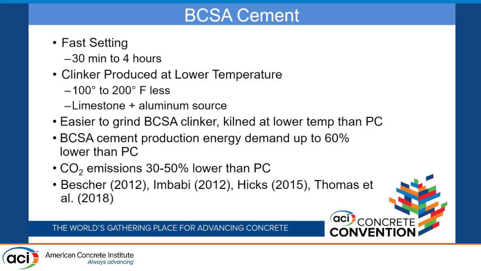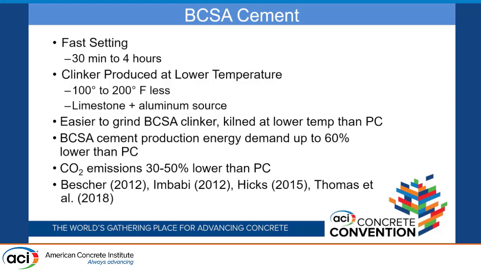Most of what we have been dealing with at OU is the BCSA cements, which have a very fast set, between 30 minutes and 4 hours or so. Where they come into play in this session is that you get a lot of reduction in CO2 emissions, from the reduction in energy needed to make this cement. It's easier to grind, you kiln it at a lower temperature, and when decarbonating the limestone, there's less CO2 released. Depending on how you count it, you can get a 30 to 50% reduction in CO2 emissions compared to Portland cement.